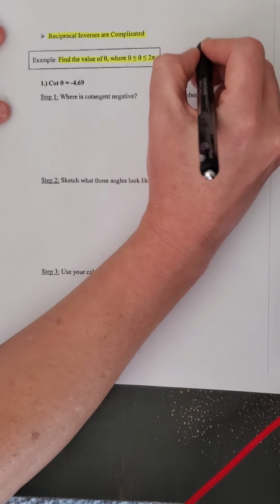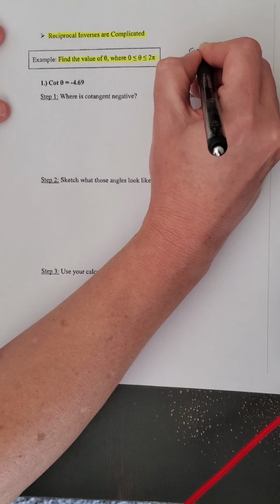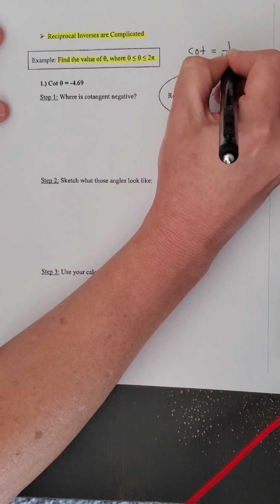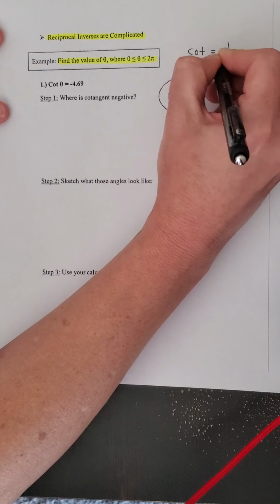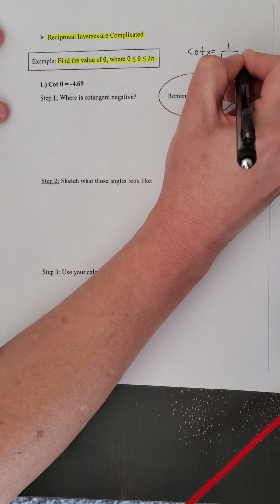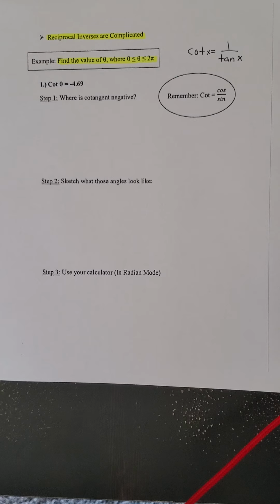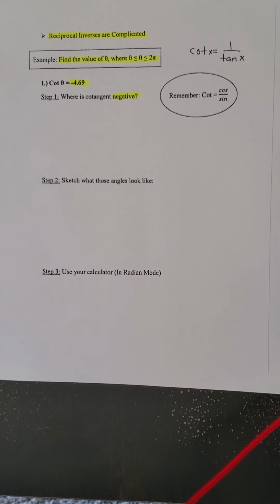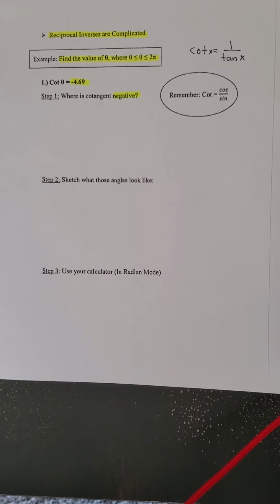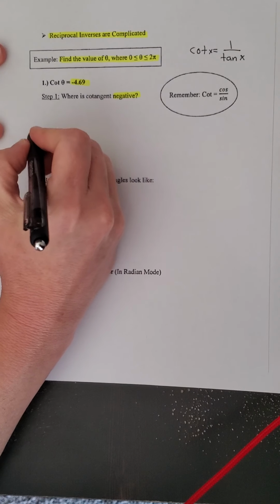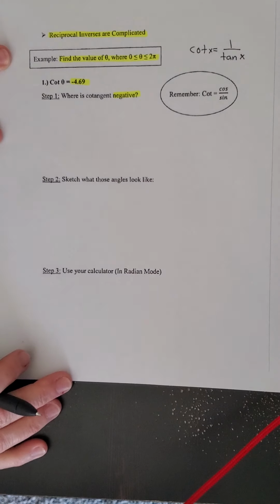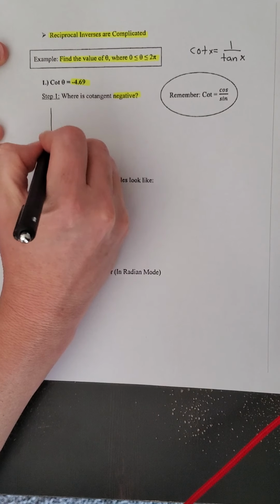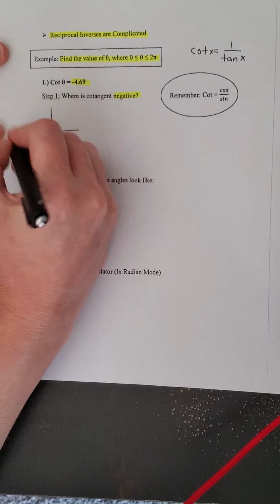I think a more helpful hint would be that cotangent is 1 over tangent, me personally. So cotangent x is 1 over tangent x. Okay, so first thing they want us to do is identify where cotangent is negative. Why? Well, because the value here is negative. So if they've given us a negative value for cotangent, that means that we must be working in a quadrant where cotangent is negative. So let's take a look at our unit circle, right?